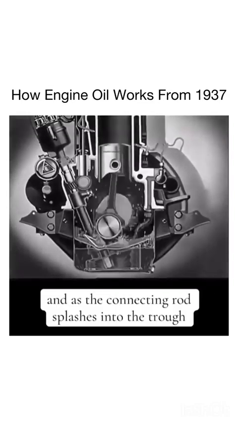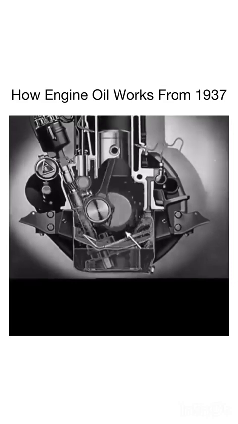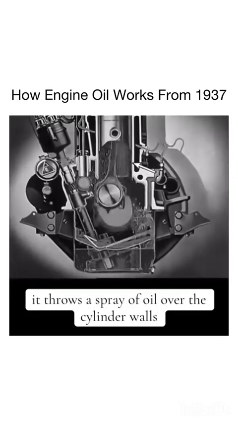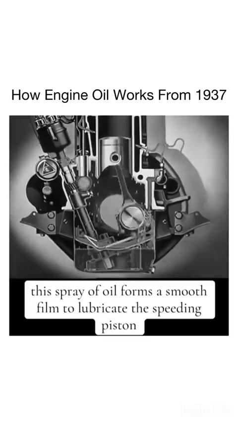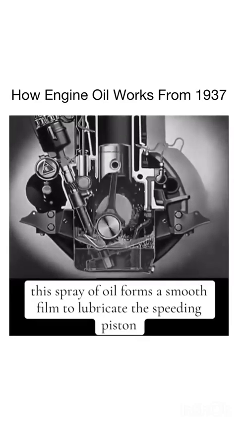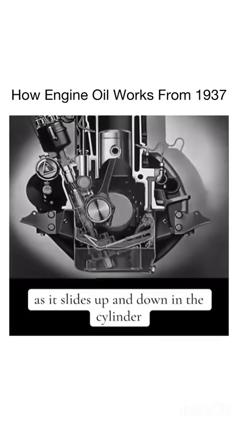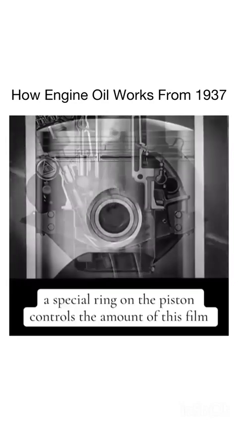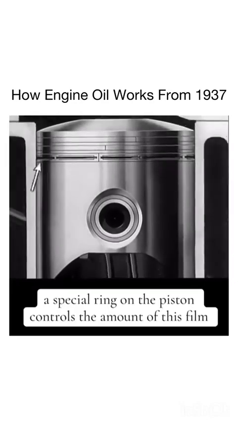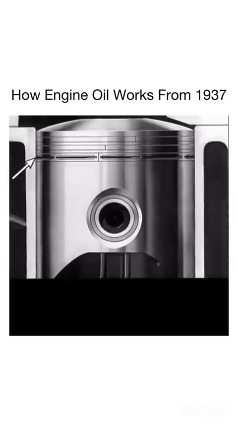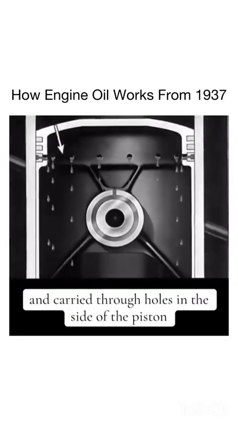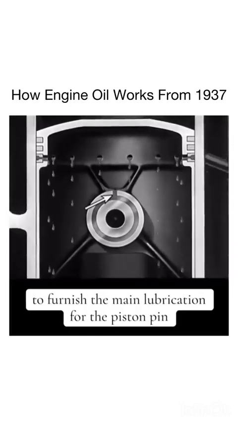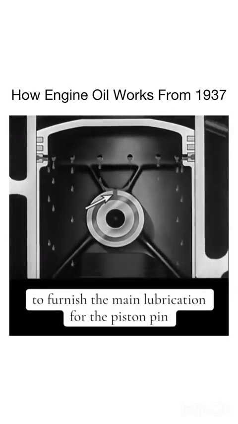And as the connecting rod splashes into the trough, it throws a spray of oil over the cylinder walls. This spray of oil forms a smooth film to lubricate the speeding piston as it slides up and down in the cylinder. A special ring on the piston controls the amount of this film. The excess oil is scraped off and carried through holes in the side of the piston to furnish the main lubrication for the piston pin.